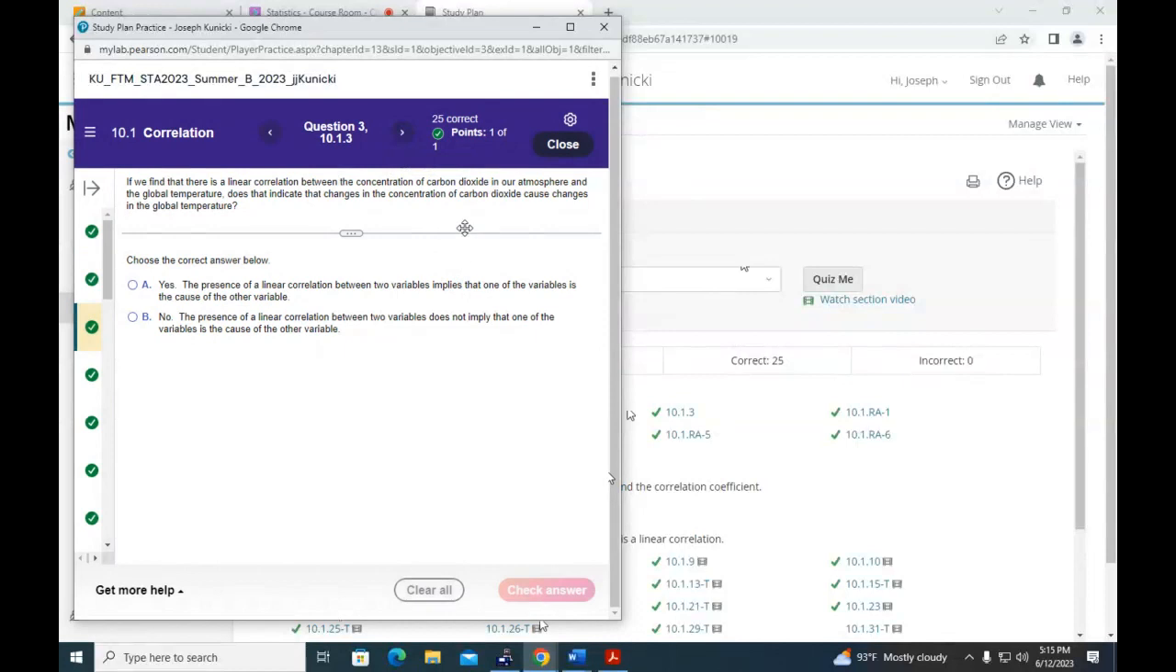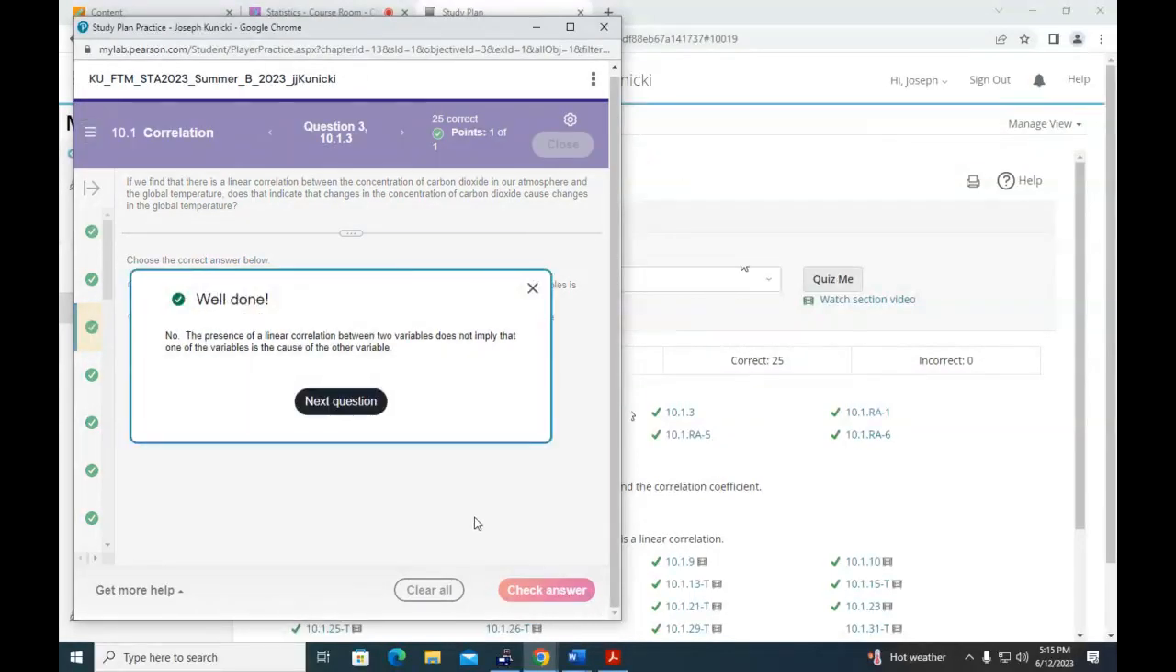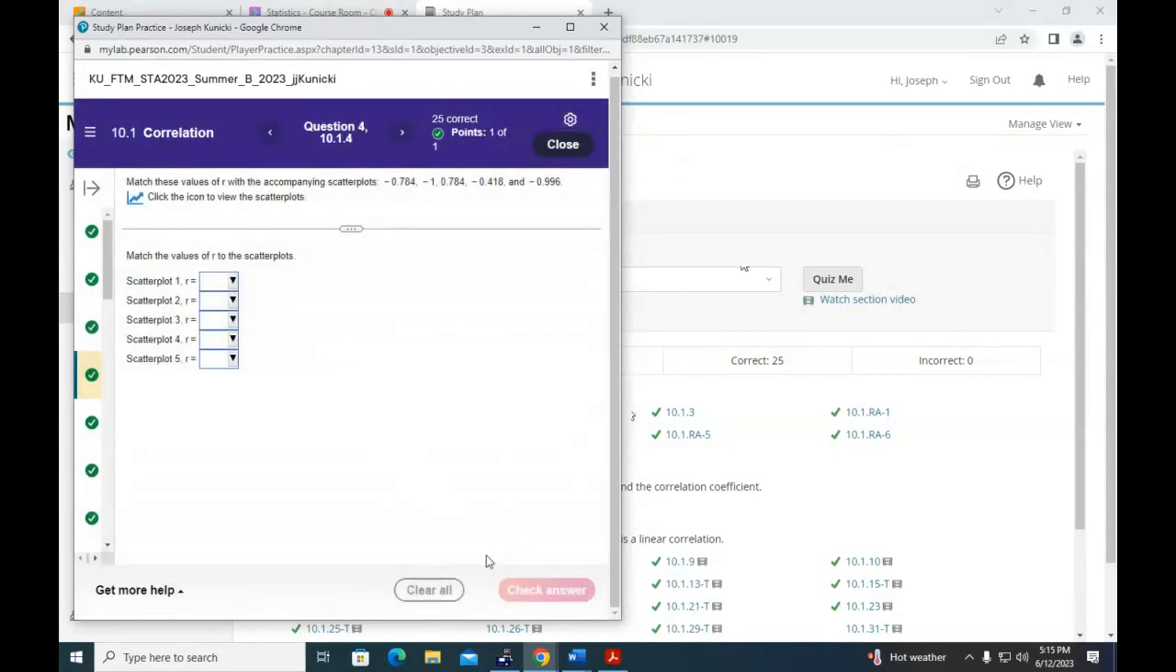And then this one, you got this one wrong last time. Let's see if you can get it right this time. If we find a linear correlation between the concentration of carbon dioxide in our atmosphere and the global temperature, does that indicate that changes in the concentration of carbon dioxide cause changes in the global temperature? No, they're just correlated. They don't cause anything. It could be caused by something else. They could cause each other, but the correlation coefficient doesn't prove that. Okay, so here's what they're going to do.